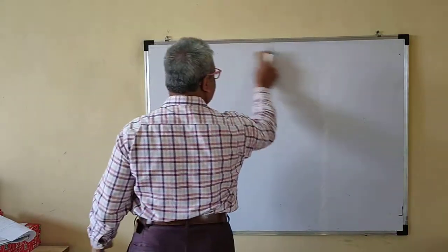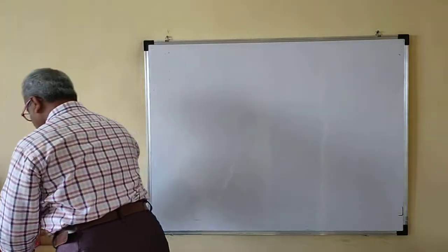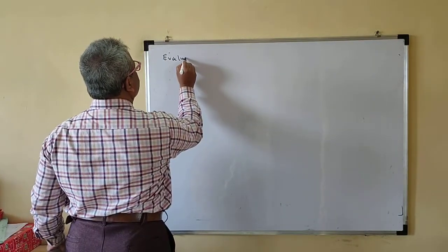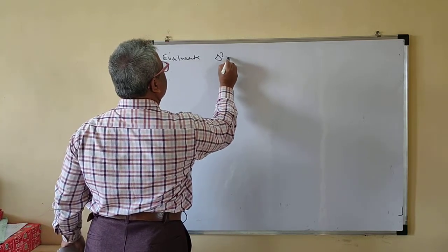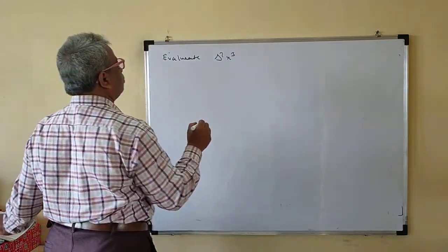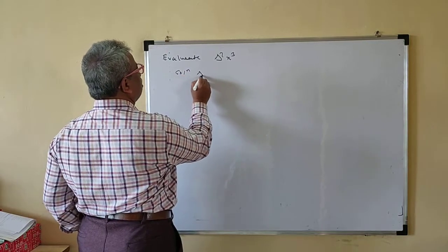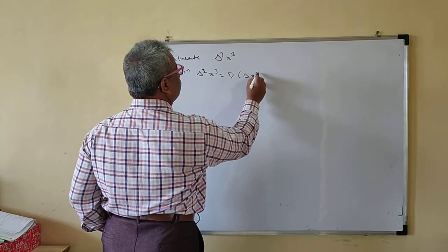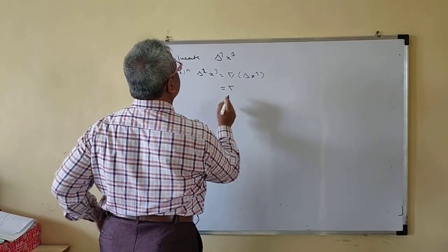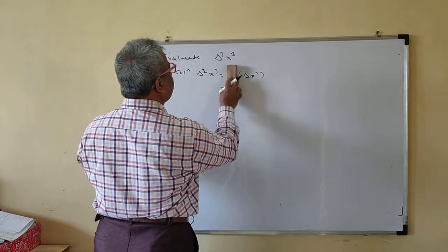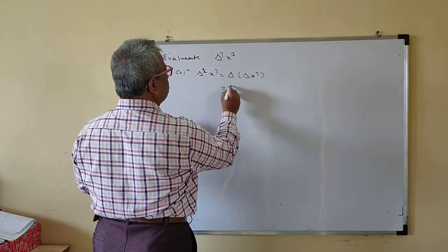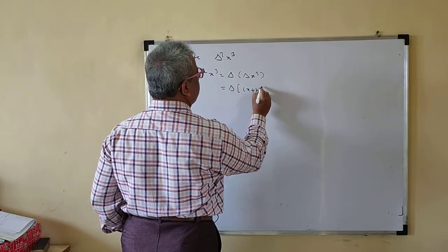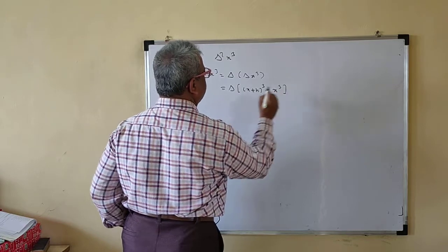Now we see some examples on this forward difference, backward difference. Evaluate del square x cube. Solution: del square x cube is equal to del of del x cube. This is forward, so you have to take care of forward and backward. So that is x plus h cube minus x cube.